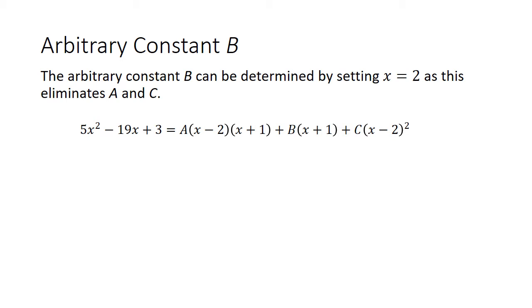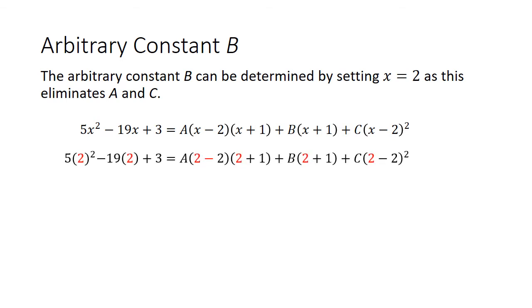We would normally try to start to work out the arbitrary constant a by eliminating b and c. That is not possible in this case because a is multiplied by both factors x minus 2 and x plus 1. So in this case, we look to work out the value of the arbitrary constant b. If you look at the equation, a is multiplied by x minus 2 and c is multiplied by x minus 2. So if we set x equal to 2, both of these values will go to 0 and b will be the only constant that's left.